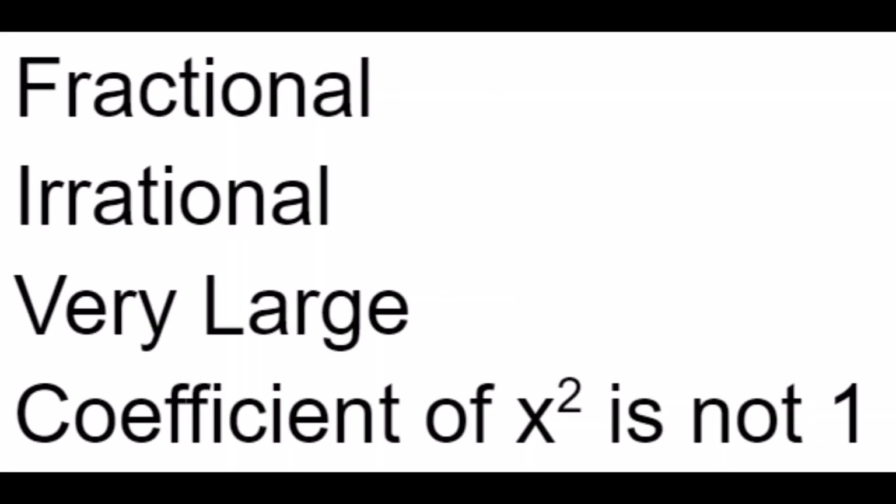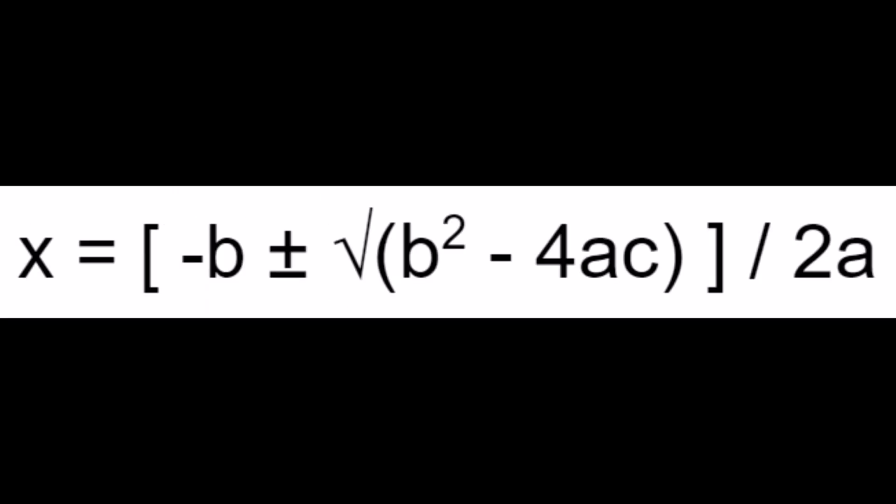The second method to solve a quadratic equation is the quadratic formula. This is used only when basic factoring is not easy to find. For example, if coefficients are fractional, irrational, or very large, or the coefficient of x squared is not 1 and it is not a common factor of the entire equation. The quadratic formula says that x is equal to negative b plus or minus the square root of b squared minus 4ac all over 2a.